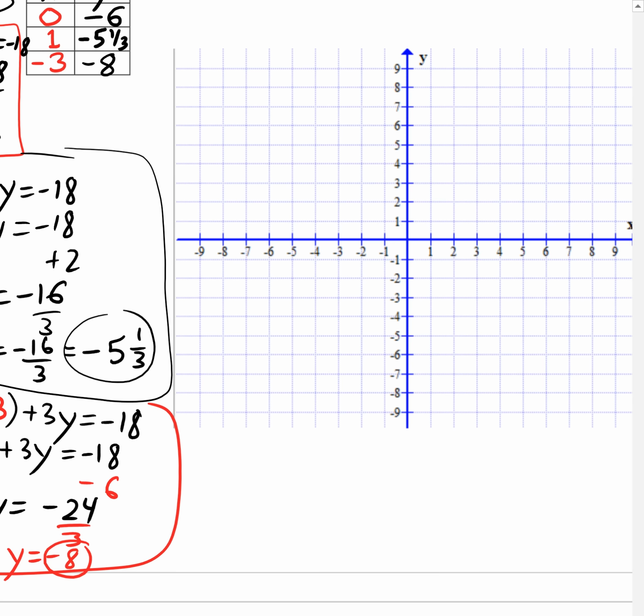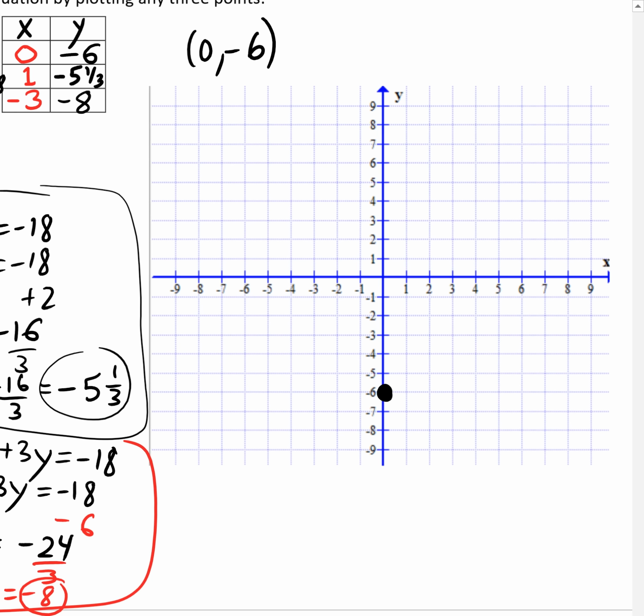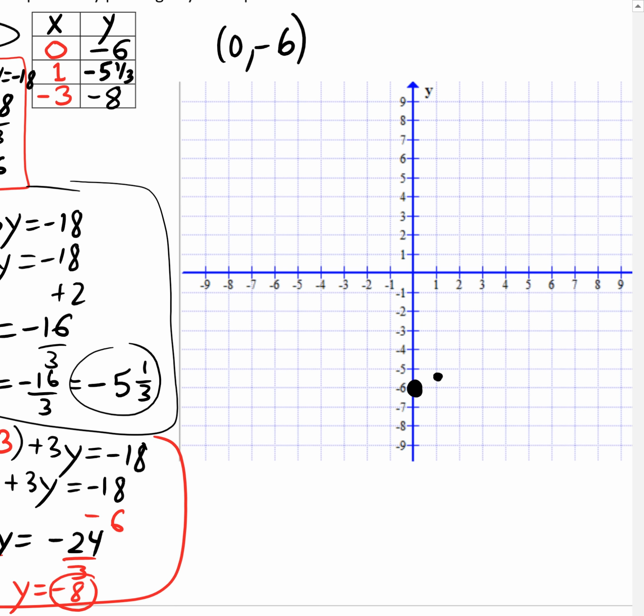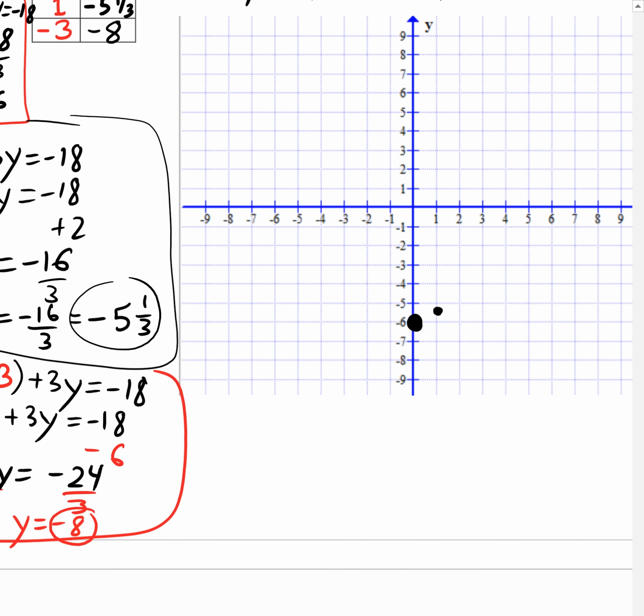Alright, what's the first point? 0 comma negative 6. That's down here. Okay, I got you. Next point, 1 comma negative 5 1/3. So I go to the right 1, down 5 1/3. So that's pretty close to the last guy. And my last point, oops, I should have written that. Now you don't have to write it out, it's just in case. The last point, negative 3, negative 8. I'm going to go to the left to -3 and then down to -8. That's way down here. I think those look like they're in a line, right? Yeah. That's good.